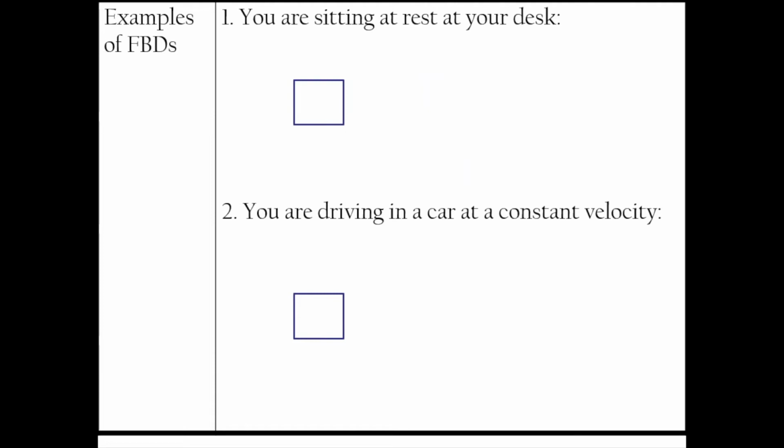Now let's take a look at a few examples. So for example number 1, we have somebody sitting at rest at their desk. When drawing our free body diagrams, we're always going to start with gravity. And gravity, just like we said before, points down. Then we're going to think, are there any forces acting in the opposite direction?